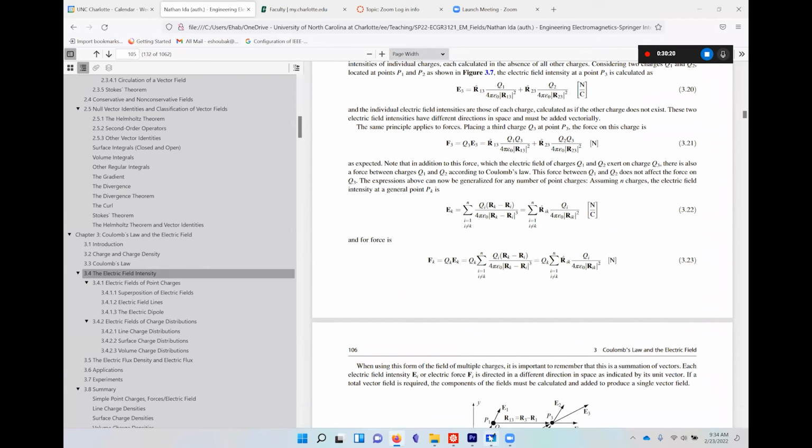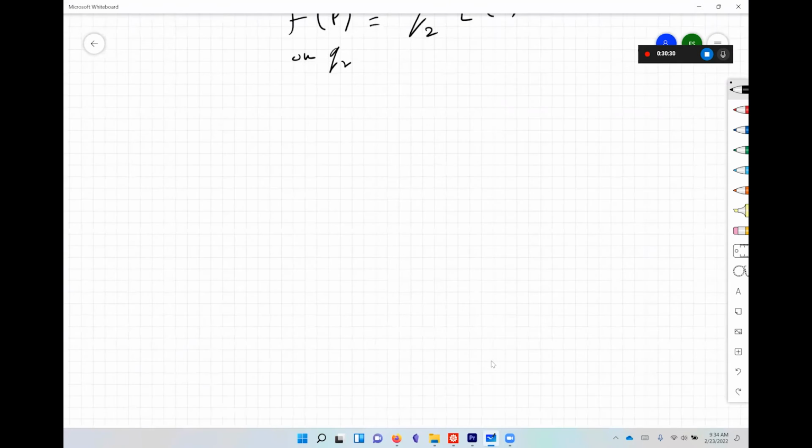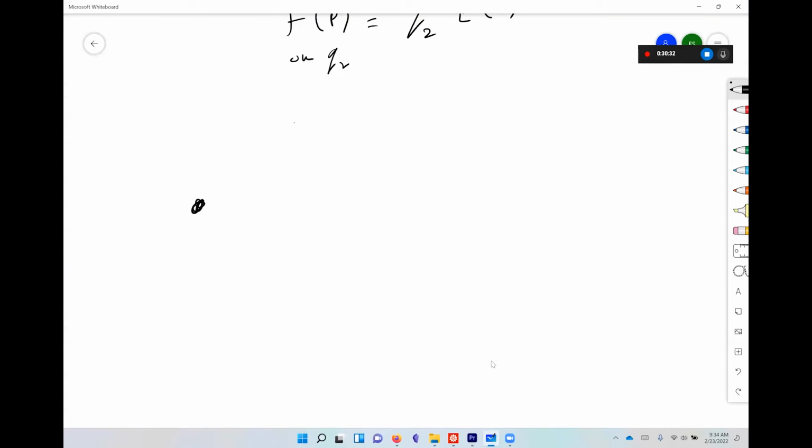The basic concept here is something called superposition, or linearity. The idea is that I have a point charge. I can calculate E emanating from the point charge. What if I have a number of point charges, not just one?